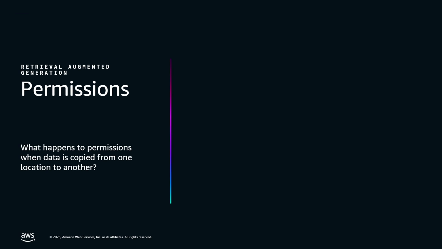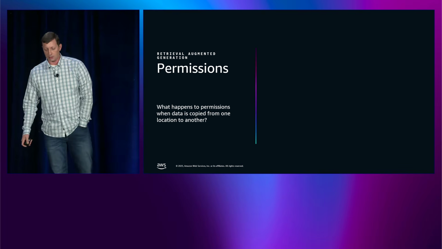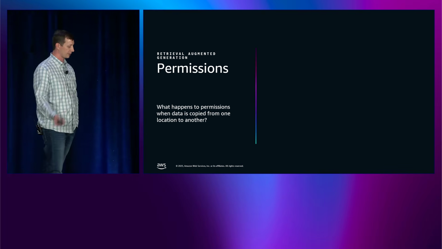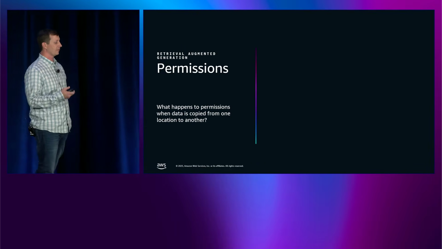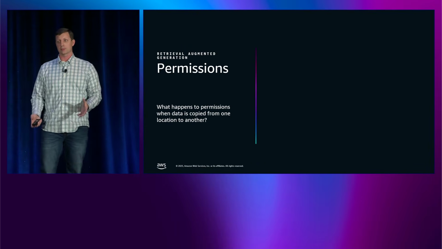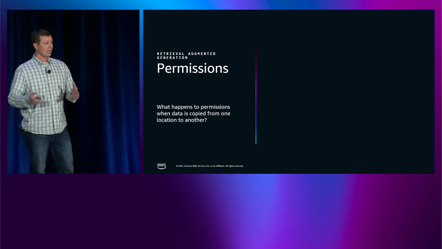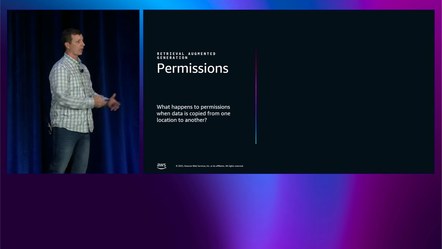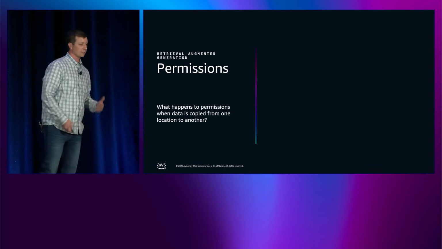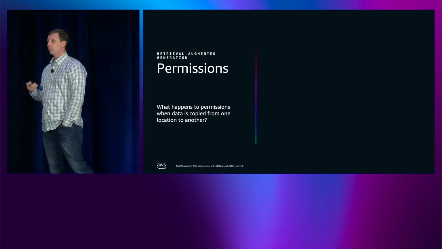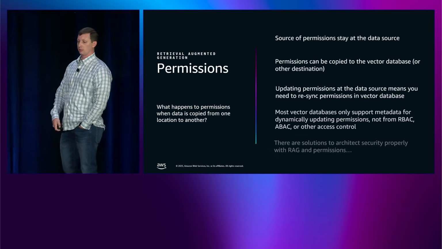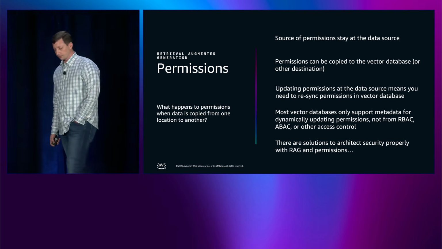Now, one of the important things with anything with retrieval augmented generation or vector databases is permissions. Because one of the things you have to think about with anything with vector databases is you're taking a data source that has certain permissions, and now you're copying it to somewhere else, copying it into a vector database. And so permissions is a very important thing that you have to think of because permissions could be lost when you're copying. And so let's talk a little bit about that.